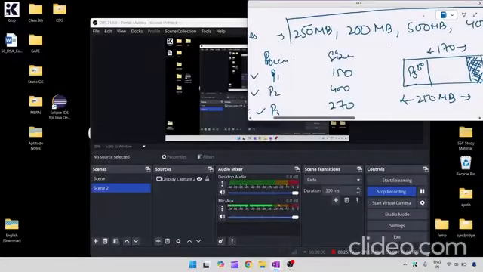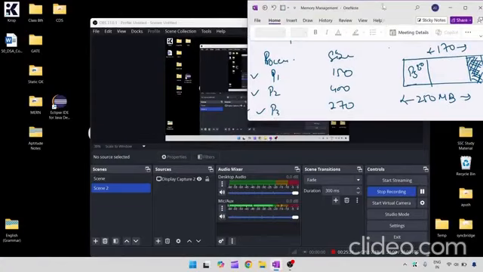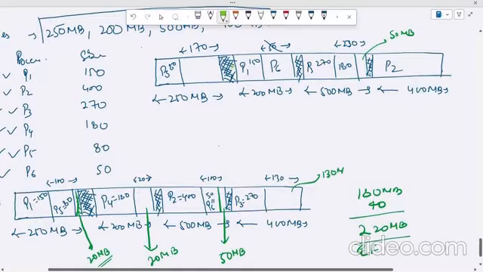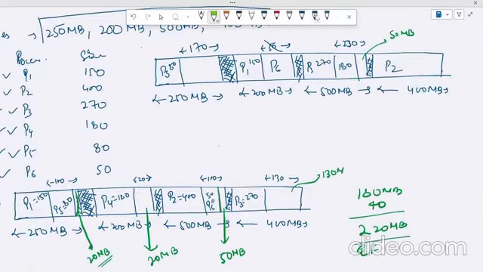Now let's calculate the external fragmentation. In this case, 150 MB of space, in this case 170, and addition of 50 MB. So here the external fragmentation is 220. The external fragmentation is 220 MB. Okay, so we solved it by best fit.